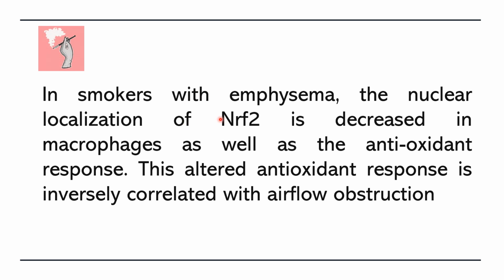Now we came to know what smoking does. It will deliver some oxidants, and normally in our body we have this NRF2 that will prevent this oxidant mediated damage. So how can emphysema happen in a smoker? In smokers with emphysema, we see that nuclear localization of NRF2 is decreased in macrophages, as well as the antioxidant response is also decreased. So when there is smoking, the oxidant is released. Naturally, the NRF2 has to be stimulated and it has to protect. But what happens? The nuclear localization of NRF2 is decreased in macrophages, and the antioxidant response is also decreased. This altered antioxidant response is inversely correlated with airflow obstruction.